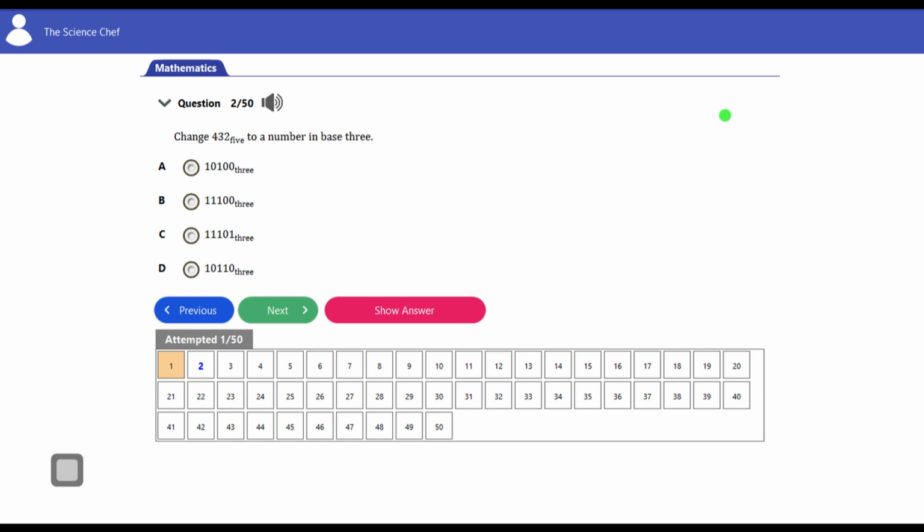Question 2. We are asked to change 432 base 5 to a number in base 3, right? When you have a question like this, it is a number system. In changing from one base to another, apart from base 10, first of all, you must convert from the given base to base 10, and then from base 10 to the new base, right? So in this case, we are going to convert from base 5 to base 10, and then from base 10 to base 3.